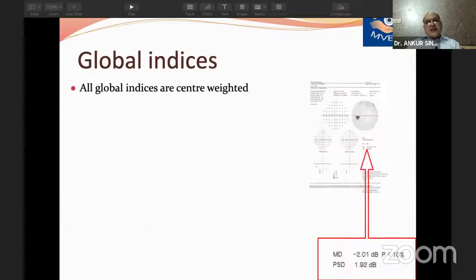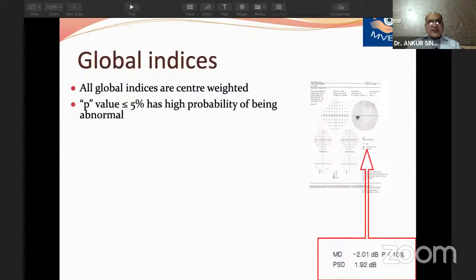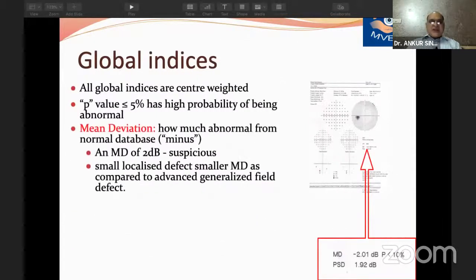Then we move on to the global indices. They are again center weighted. A p-value of less than 5% has a high probability of being abnormal. A mean deviation tells you how abnormal the field is from the normal database and is represented as minus. A mean deviation of 2 decibels or more should arouse suspicion. Small localized defects will give you a smaller mean deviation as compared to large advanced generalized defects.